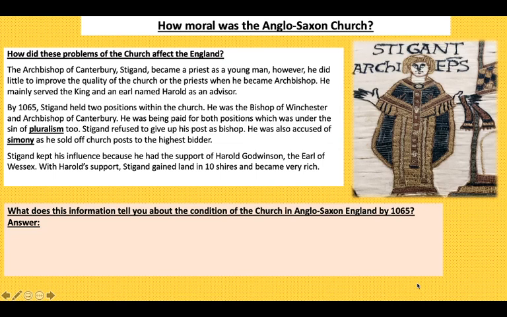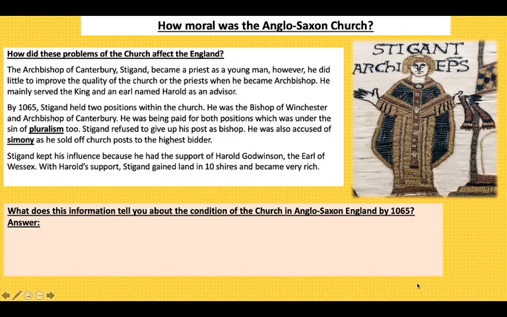And as a result of this, Stigand refused to give up his post as bishop, and the Catholic Church also accused him of simony, and he sold off church posts to the highest bidder. Simony means that he's just selling off different posts, different pieces of land for his own gain of improving or providing more wealth for himself. Stigand kept his influence because he had the support of Harold Godwinson, the Earl of Wessex, and with Harold's support, Stigand gained land in 10 shires and he ultimately became a very rich man.